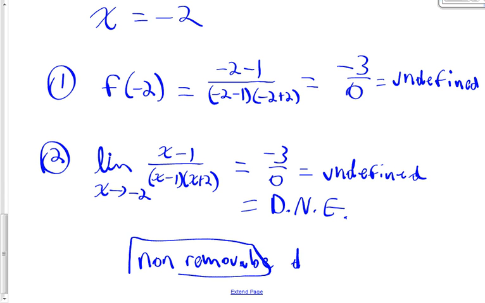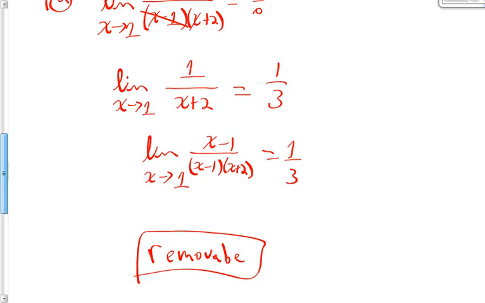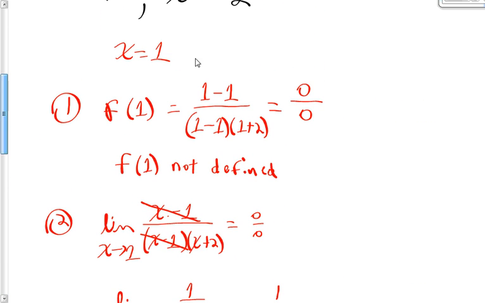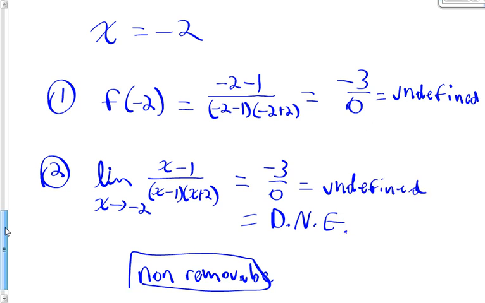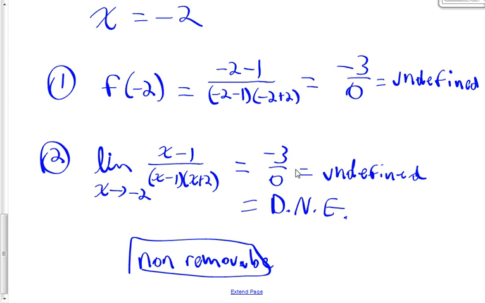So the first example, when x equals 1, is a removable discontinuity. It's just a hole in the graph. I could plug that hole by defining f of 1 to be 1/3. If I define f of 1 as 1/3, I will have removed that discontinuity. The second one is non-removable. That one is actually a vertical asymptote. So that's the distinction between removable and non-removable discontinuities.